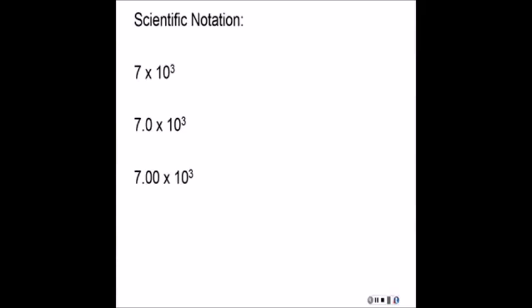Now here is the number 7,000 written 3 different ways in scientific notation. The first way, that's only one significant figure. The second way it's 2, the third way it's 3. So there are ways to write numbers like that 7,000 with different numbers of significant figures. The key is to put it into scientific notation.